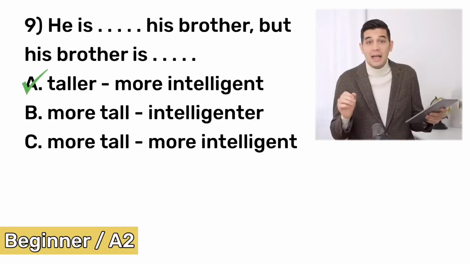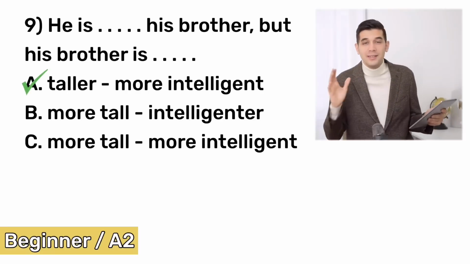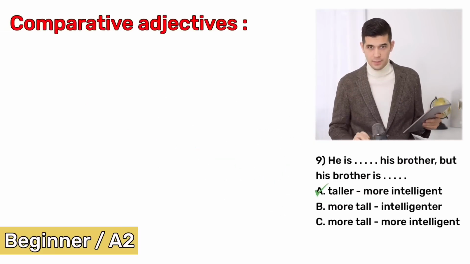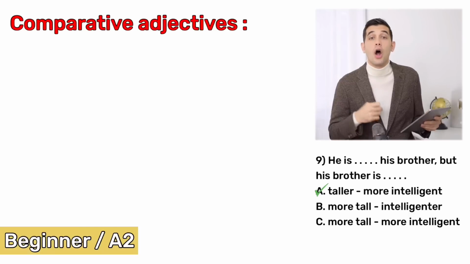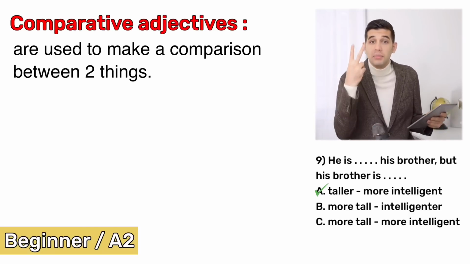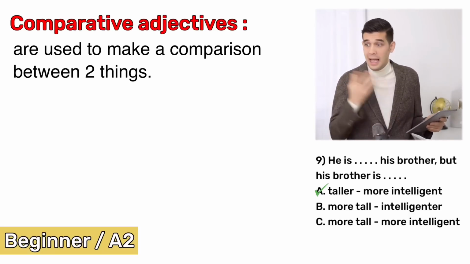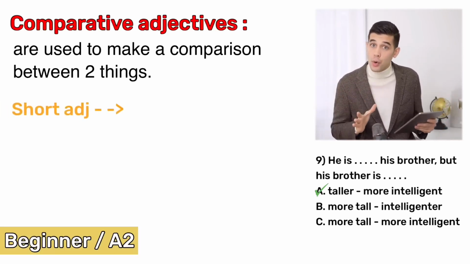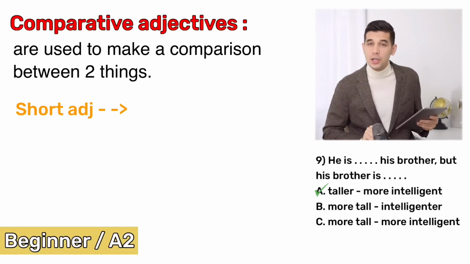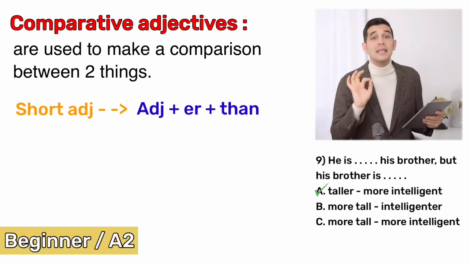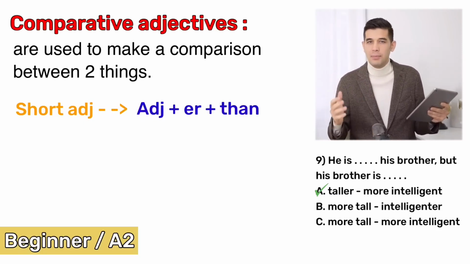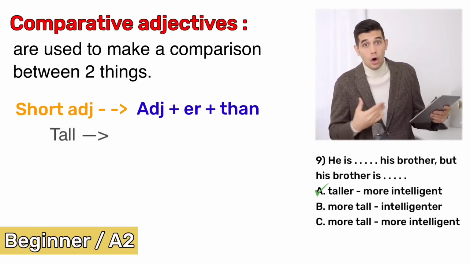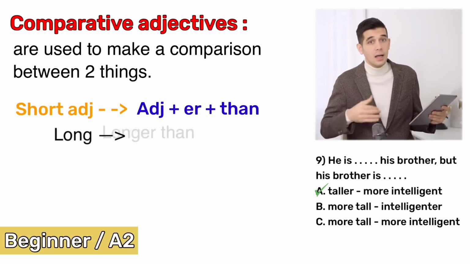And the answer is taller, more intelligent. But why? These are comparative adjectives. Comparative adjectives are used to make a comparison between two things, A and B. Now, if your adjective is short, the comparative adjective would be adjective plus er than. For example, short, shorter than, small, smaller than, tall, taller than, long, longer than.